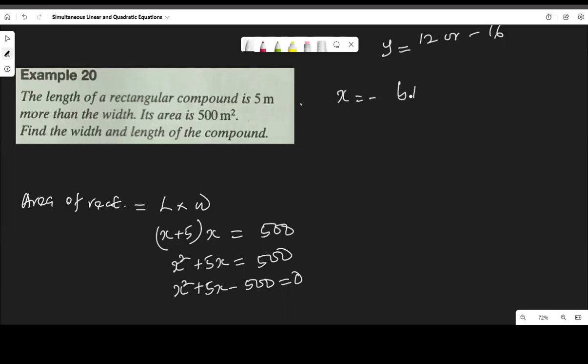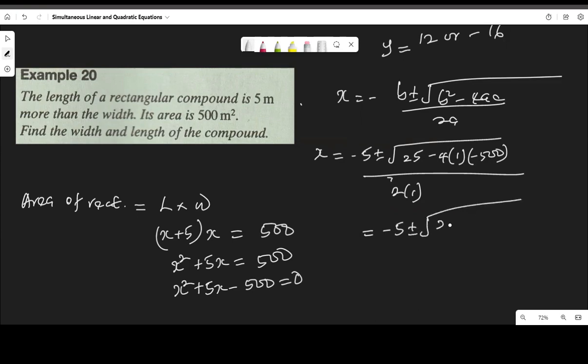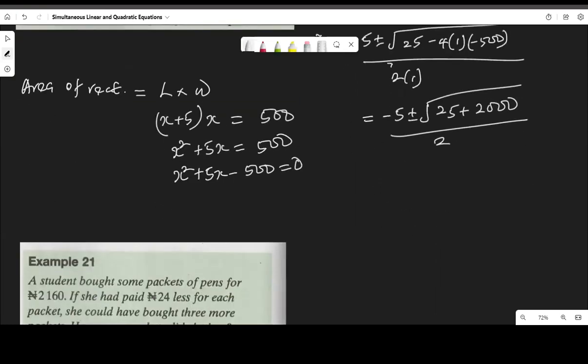x equal to minus b plus or minus root b squared minus 4ac over 2a, meaning x is equal to, b is 5 in this case, so minus 5 plus or minus root 5 squared is 25 minus 4 times a, which is 1, and c is negative 500, all over 2 times 1, which is 2. Negative 5 plus or minus root 25, minus times minus is plus, 4 times 500 is 2000. Now 2000 plus 25 is 2025. And square root of 2025 would be 45.